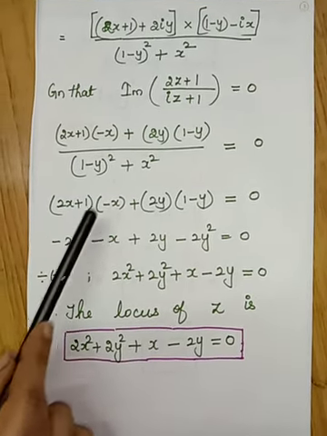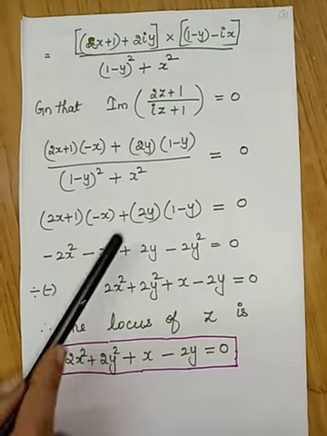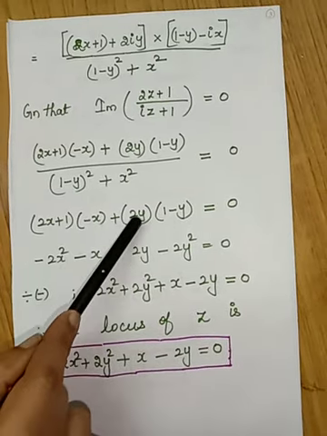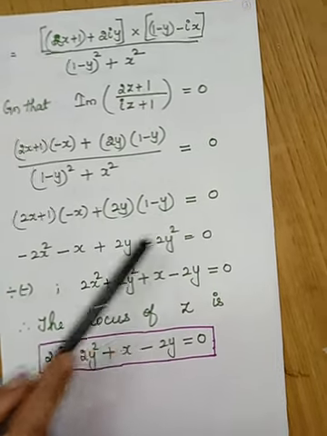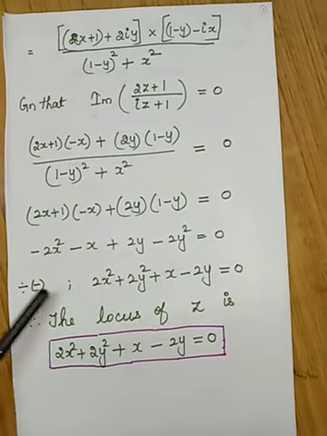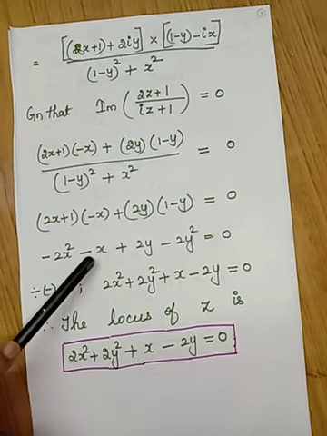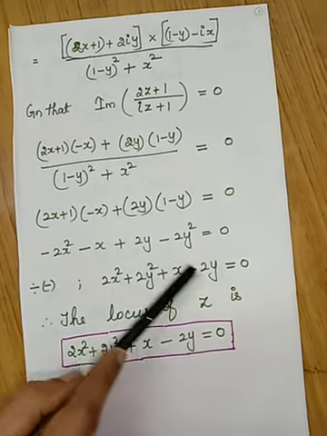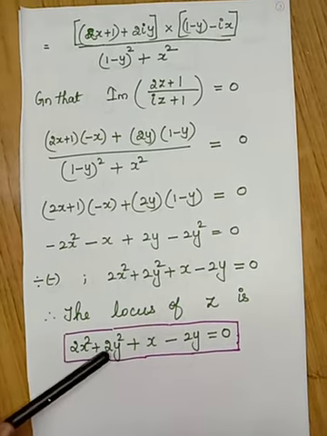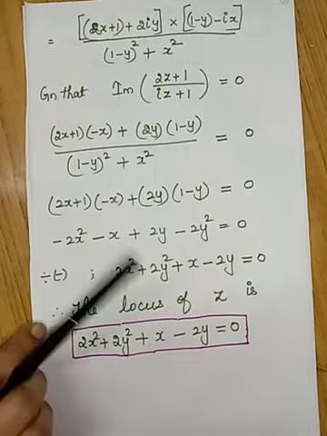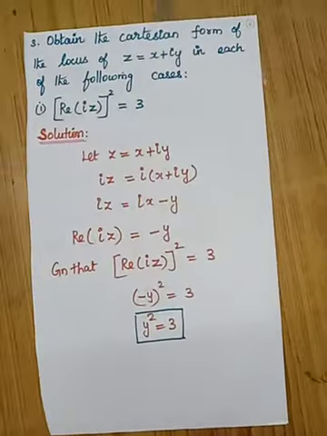So 2x into minus x is minus 2x squared, plus 1 into minus x is minus x. 2y into 1 is 2y. 2y into minus y is minus 2y squared, which is equal to 0 divided by minus 1. So it will become 2x squared plus 2y squared plus x minus 2y. So the locus of z is 2x squared plus 2y squared plus x minus 2y equal to 0. So we'll go to the third problem.